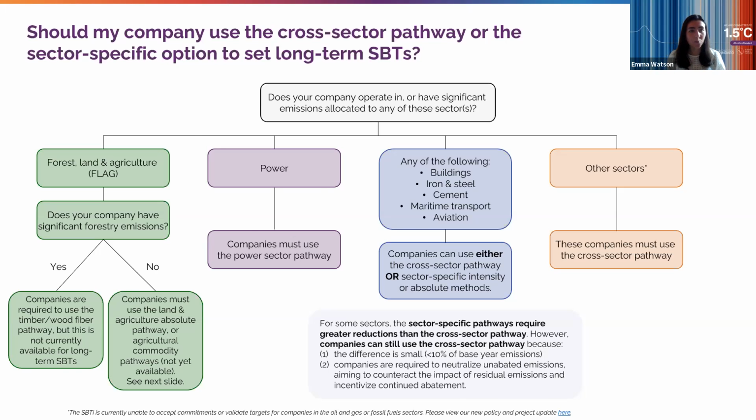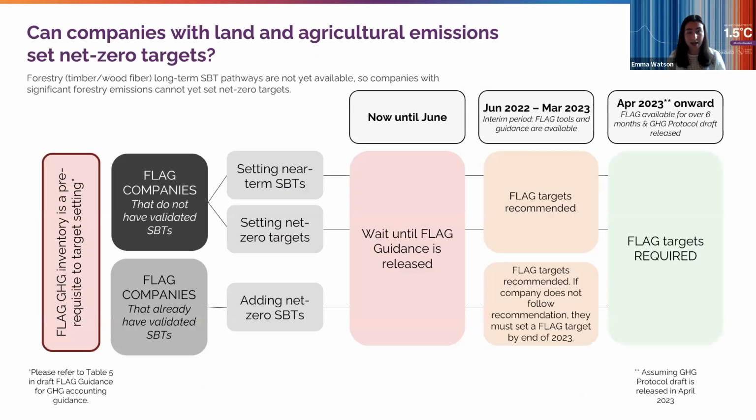On the next slide, we're going to talk about the forest, land and agricultural sector. This is a project, as I mentioned, the Forest, Land and Agricultural, or FLAG project, that has been ongoing and is due for release in June 2022. As I mentioned previously, forestry long-term science-based targets pathways aren't yet available, so we cannot offer targets to those companies yet. However, companies outside of the forestry sector, but in the agricultural sector, do have the options below.